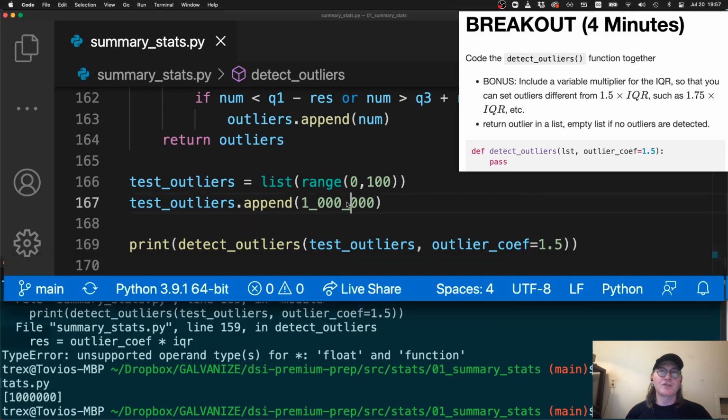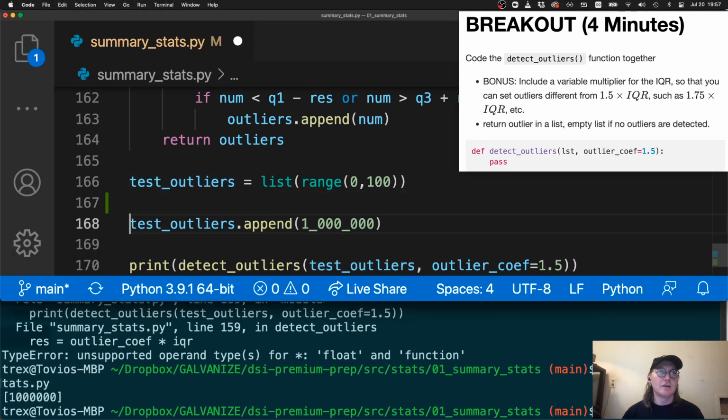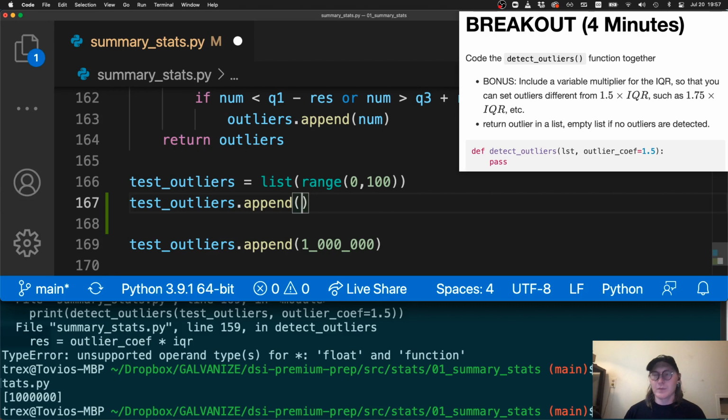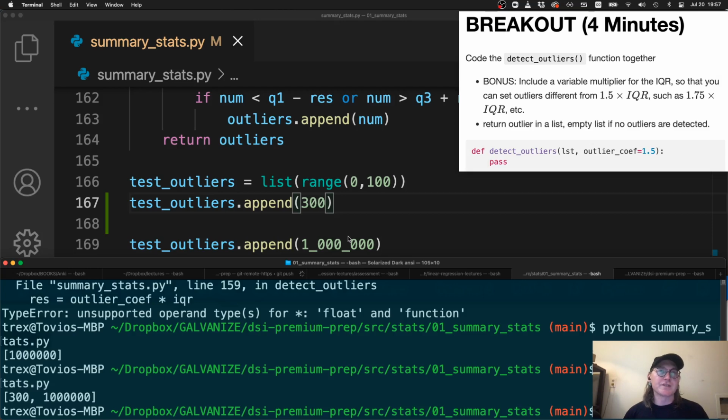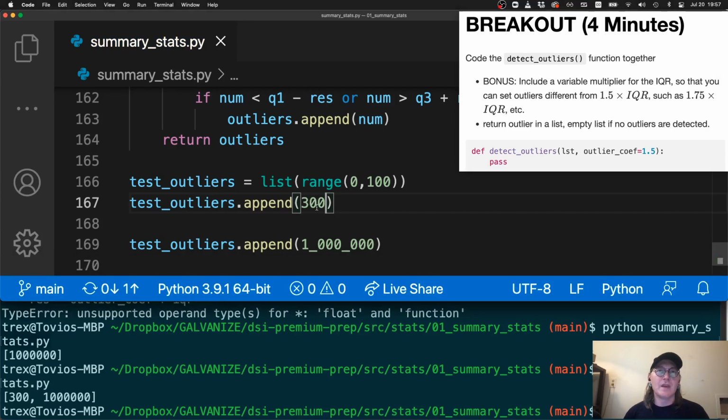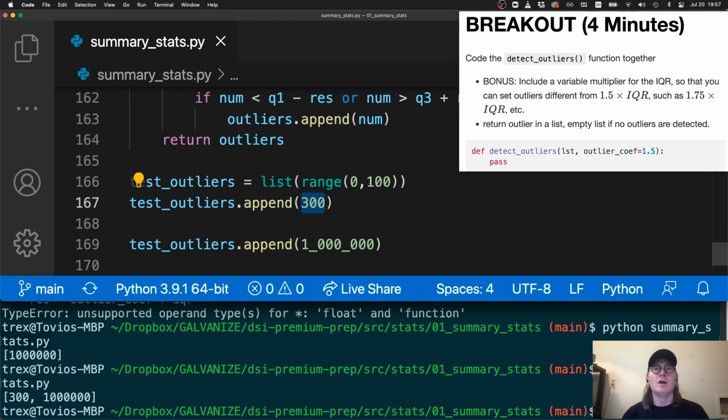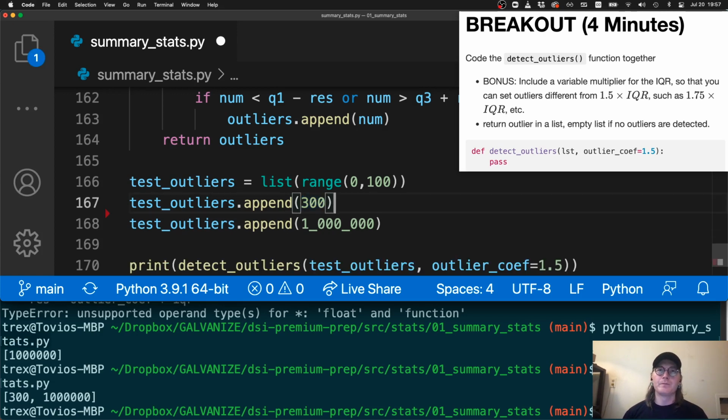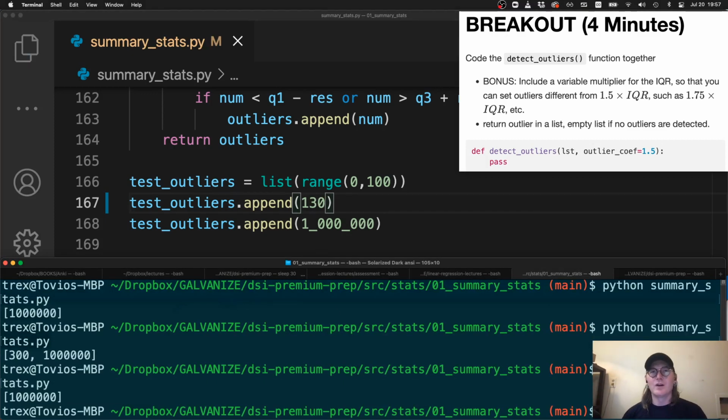What if we appended also a different number? Let's append 300 and find out, is 300 an outlier? Turns out it is, right? And I don't think that should be too surprising. I think if we saw a list of numbers 0 to 100 and then 300, that would look a little anomalous, right? What about 130? 130 sits in there pretty well, even though we might think of that as being anomalous. Actually, we might be like, oh, 130 seems strange if you have this sequential series.